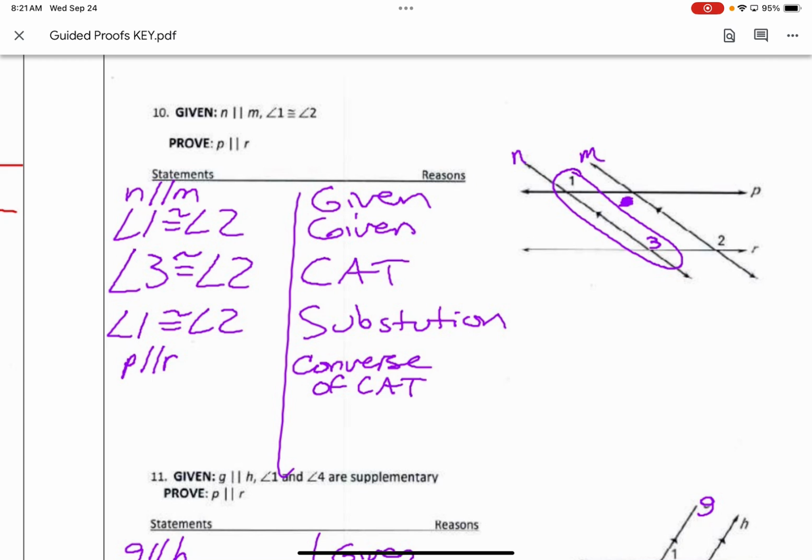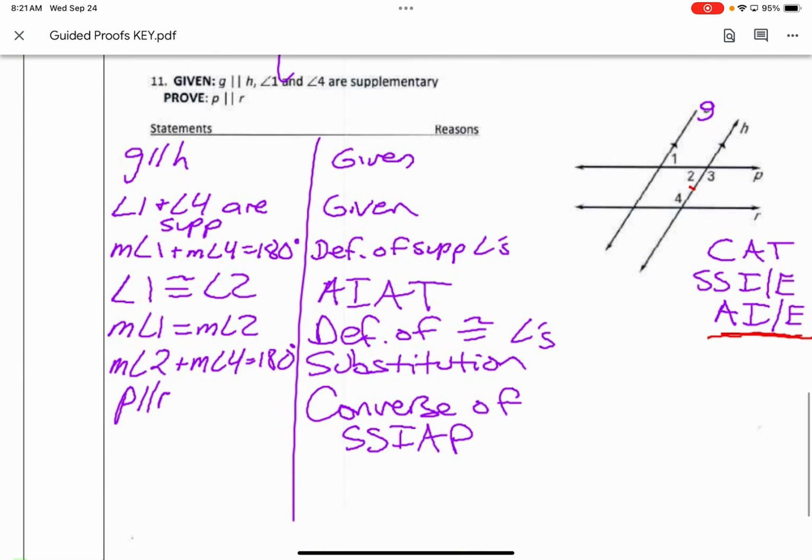So basically the only thing that changes is 3 and 2, instead of corresponding, would be alternate interior. So AIAT. And then, to prove P and R, substitution is still good. And then we're trying to prove PR, it would be converse of AIAT again. Is that what you said? Yeah. Wonder why I put that 3 right there. Number 11.